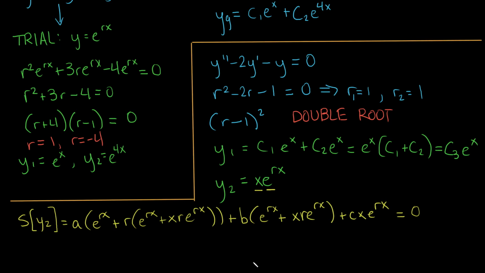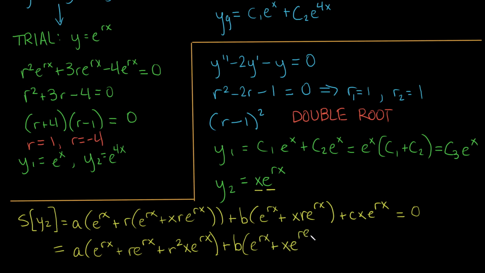And now what we can do is expand this out. We'll get a times e to the rx plus r e to the rx plus r squared x e to the rx, plus b times, and there's nothing special to do here, just rewrite it, x e to the rx, plus c x e to the rx. And this should really equal 0 if it's a solution to our differential equation.